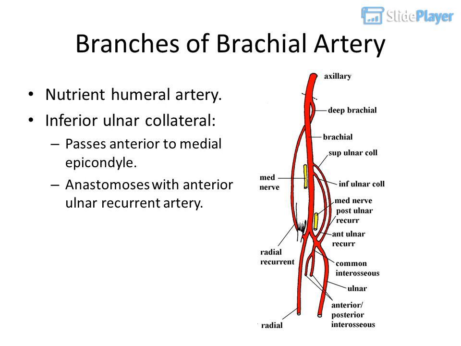Nutrient humeral artery. Inferior ulnar collateral passes anterior to the medial epicondyle and anastomoses with the anterior ulnar recurrent artery.